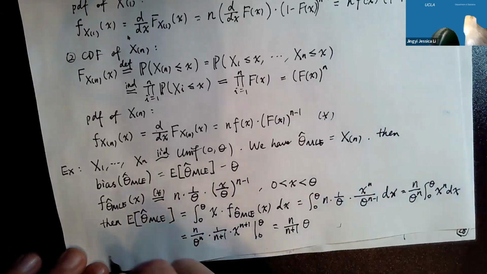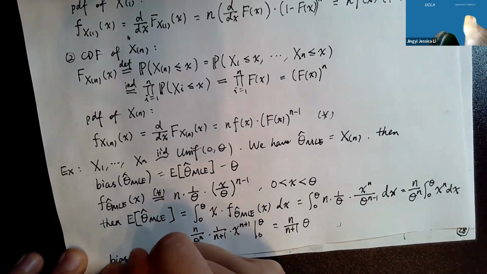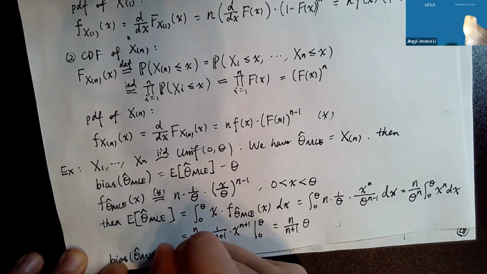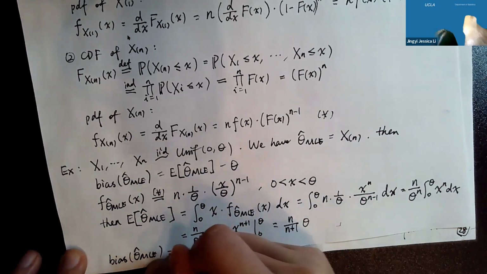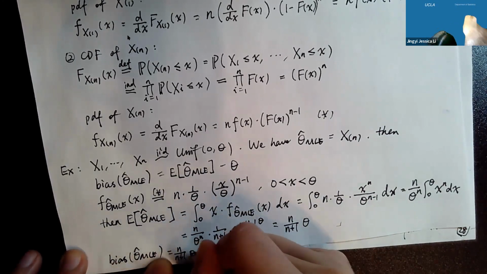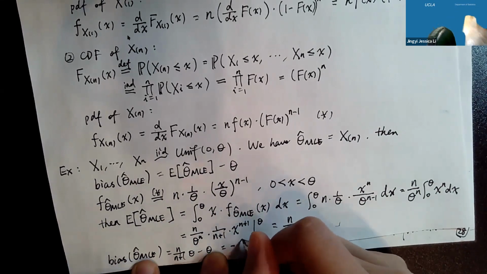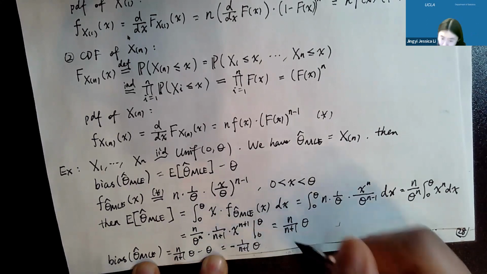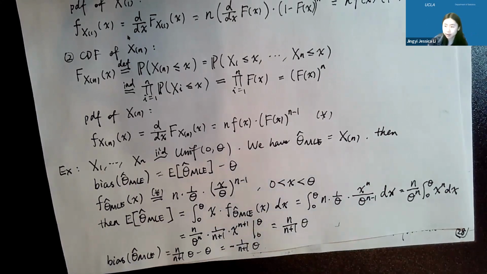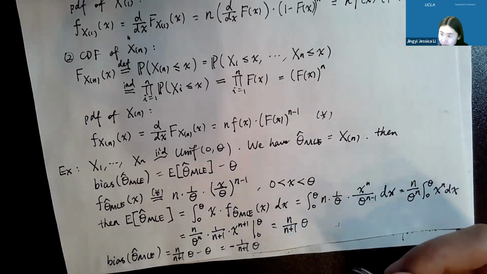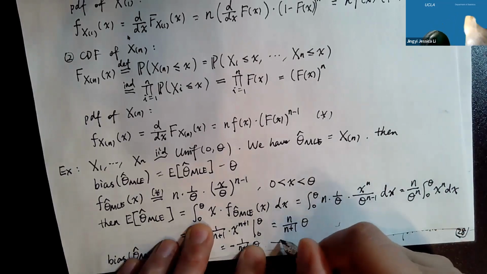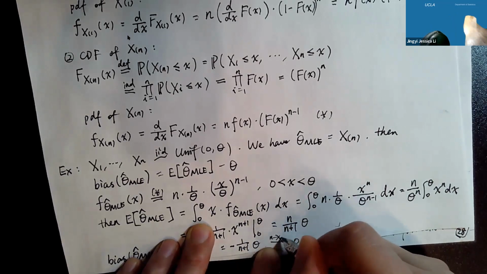And the bias of the MLE would be equal to n over n plus 1 times theta minus theta. It's not 0, but negative 1 over n plus 1 times theta. So we have a small negative bias. However, we can see that this bias goes down to 0 as n goes to infinity, right? The larger the sample size, the smaller the bias.